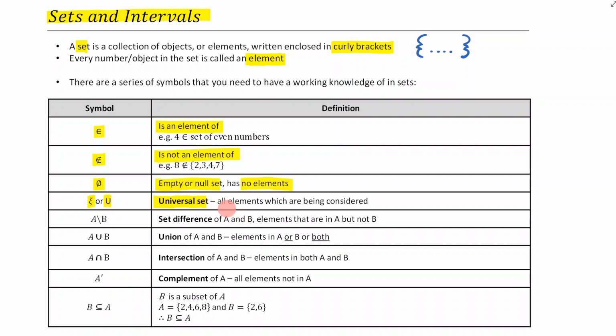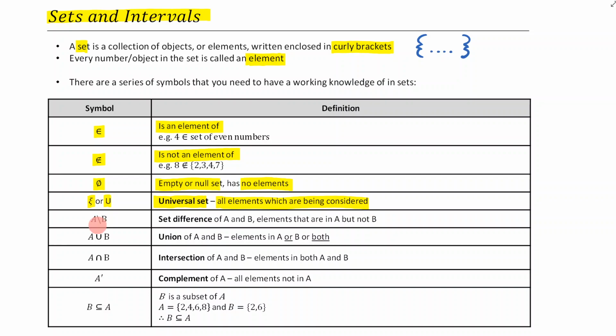And this is a set that contains all the elements which are being considered. So it's very much dependent upon the question you are having, but it's just everything within that question. So all elements which are being considered. And as we go through an example later on, this will make a bit more sense.